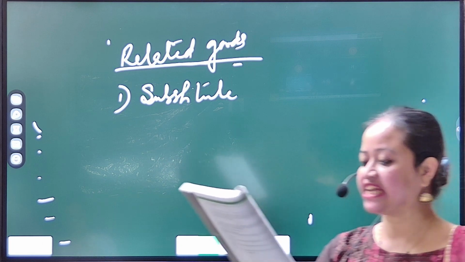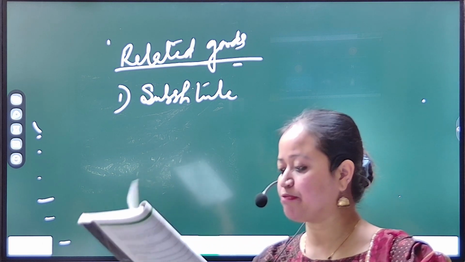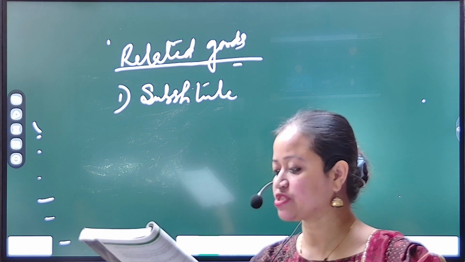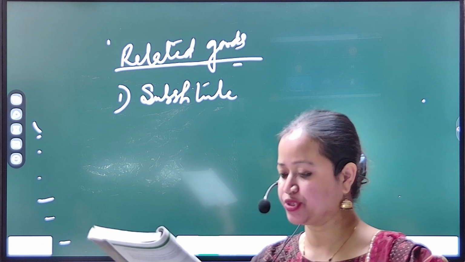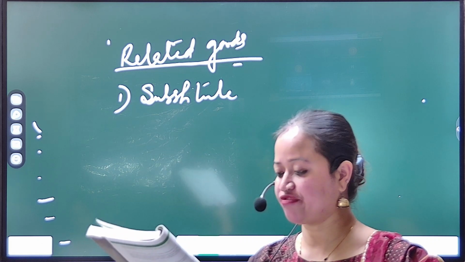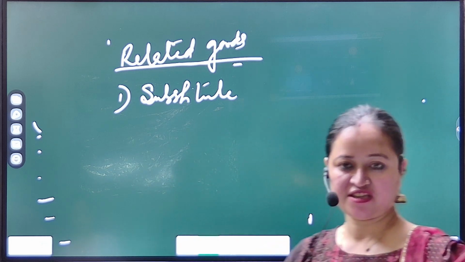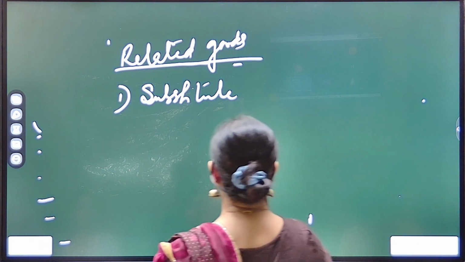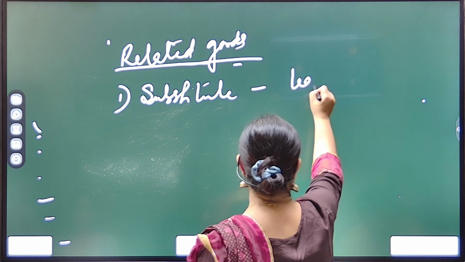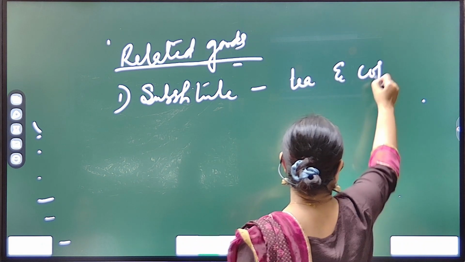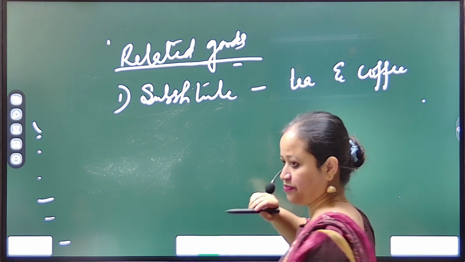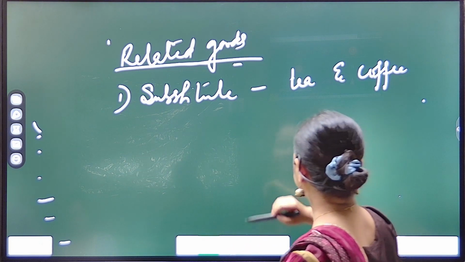The demand for any commodity not only depends upon its own price, but also on the prices of its substitute goods. For example, tea and coffee. Here the demand for tea depends upon the price of coffee. Okay? So an example of substitute goods is tea and coffee.